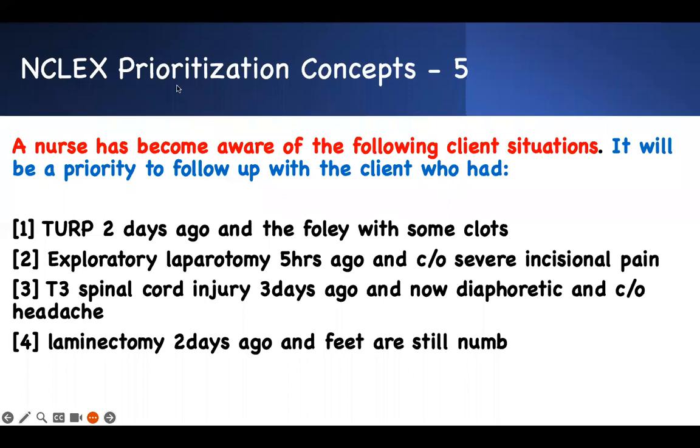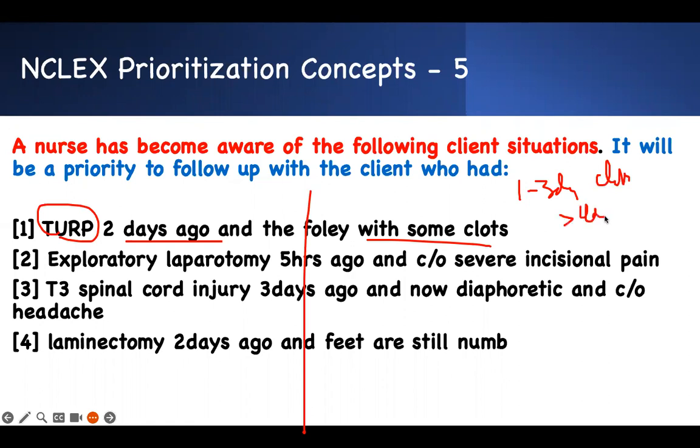Number 5. A nurse has become aware of the following client. It would be a priority to follow up with which one? Same thing. Transurethral resection of the prostate 2 days ago, and I have clot in the Foley. Keyword, 1 to 3 days, you're supposed to see clot. After 3 days, 4 days, when you're seeing clot, patient is bleeding. This one is suspected. We just need to increase the flow of fluid to wash the clot out. But 1 to 3 days is okay. So don't worry about it.